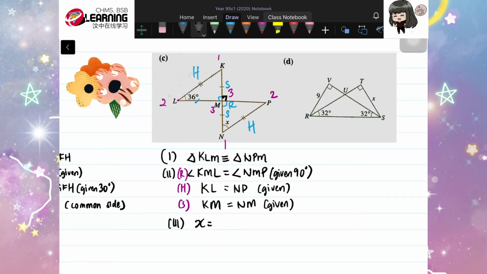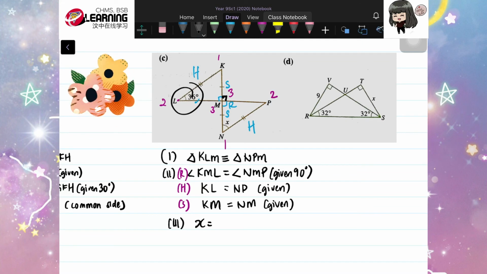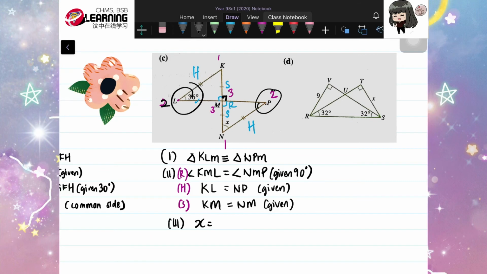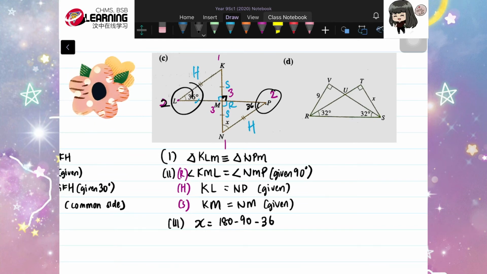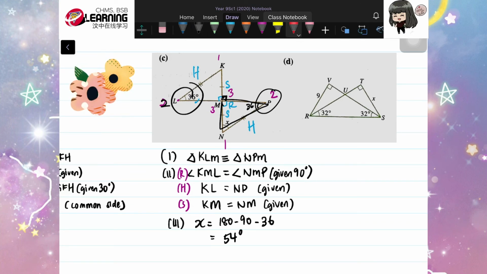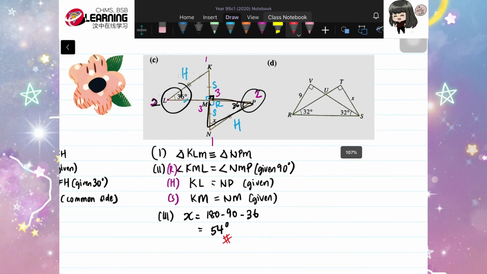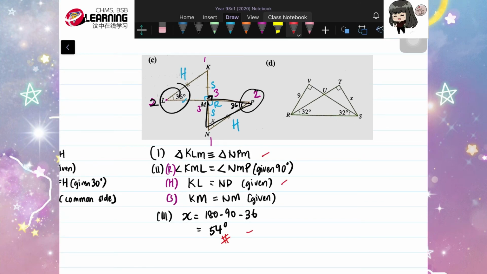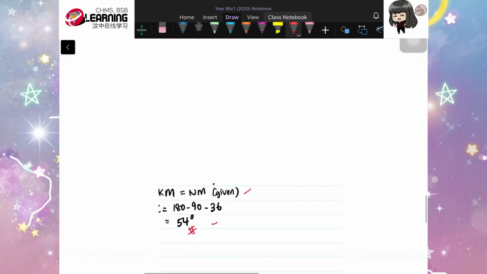So part 3, we can confirm that x is equal to 36? Nope, it's not 36. Because why? You see, this is your second one. L is 36, so the other one must be 2. P, 36. So this is the one that is 36. So your x is equal to 180 minus 90 minus 36 because of the triangle. So you get 54 degrees. Okay, please tick the answer.